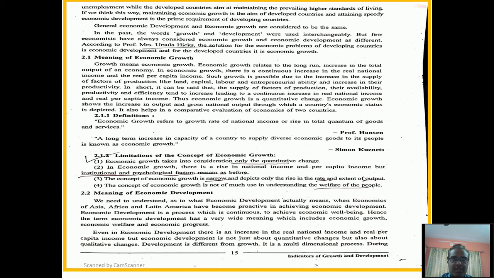In the recent past we saw that growth depends only on the quantum of goods and services, the increase in per capita income and real income, but here there are two other tools also, welfare and the progress of the economy. Even in economic development there is an increase in the real national income and real per capita income. But economic development is not just about quantitative changes but also about qualitative changes. Development is different from growth. It is a multi-dimensional process. Very important. Development is known as a multi-dimensional process.